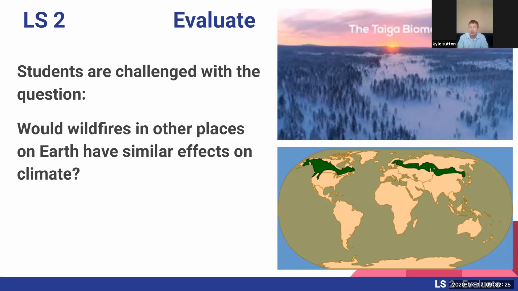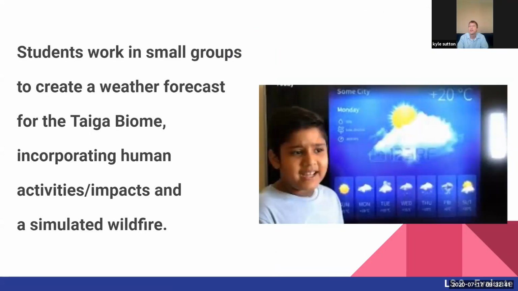The taiga biome, I hope I'm pronouncing that right. So would wildfires in other places in the taiga biome in this example have similar effects on climate? So this is one of those fun activities. Now the students are going to be set the task of, you're going to create a weather forecast, and you're going to use all these variables, all weather and climate over time, temperature, humidity, all the data points that we've collected. You're going to build that all together and use that to answer this question about this new region and about human activity and impacts of the wildfires.